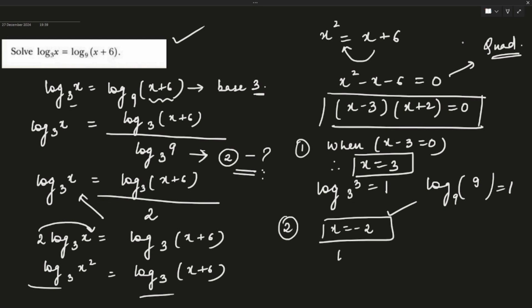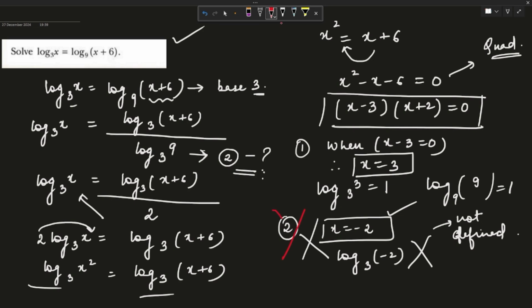Now we'll check for x is equal to minus 2. So log of minus 2 to the base 3. Now this log is not defined. Why? Because log of any negative number is not defined. So x is equal to minus 2 is not a valid solution.